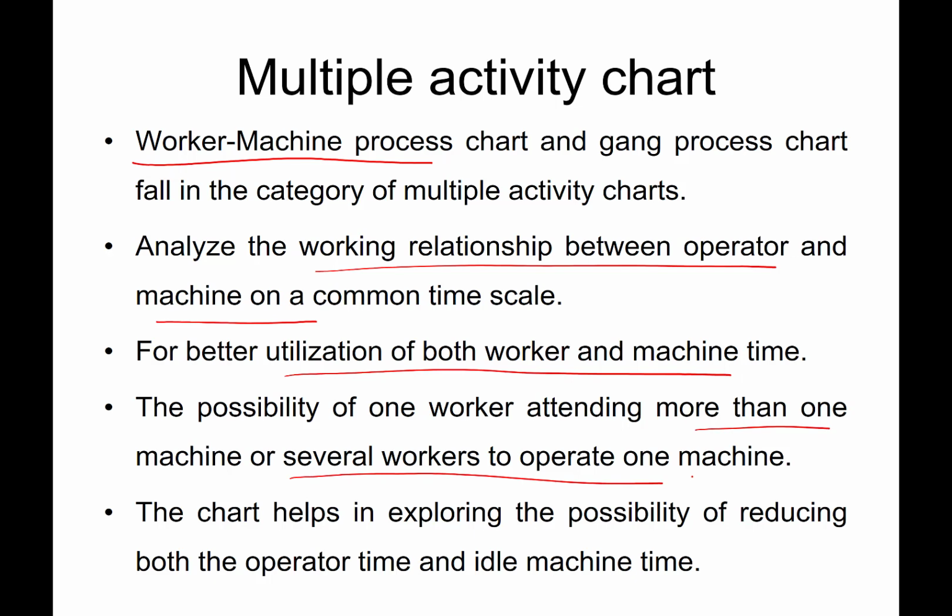So how many more machines can be operated by a worker? How many machines can be operated by a worker for maximizing the utilization of the machines as well as the worker? And this chart helps to explore the possibility of reducing the idle time related with the workers and machines.